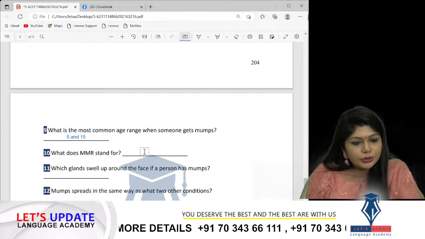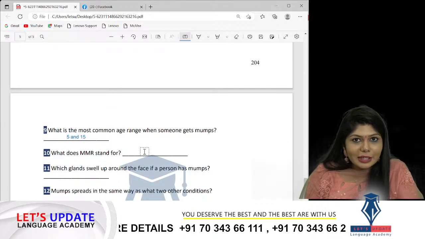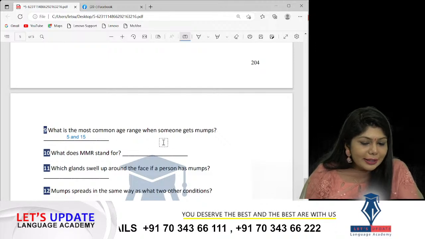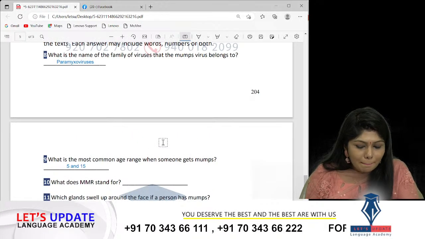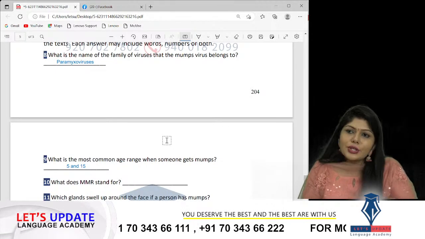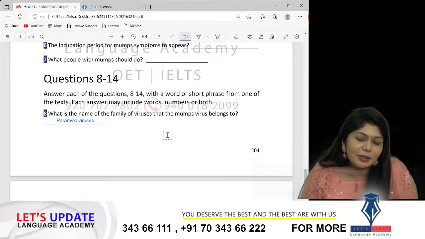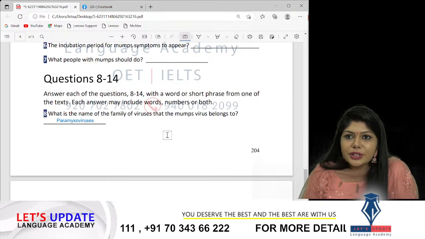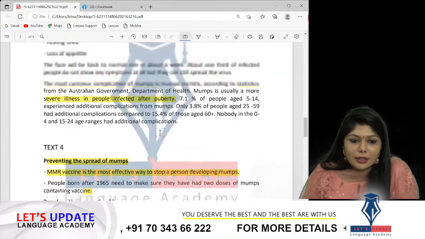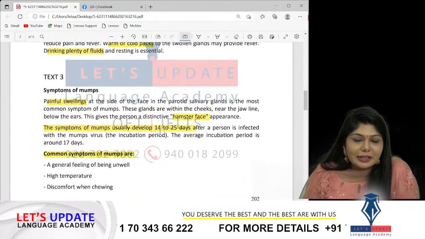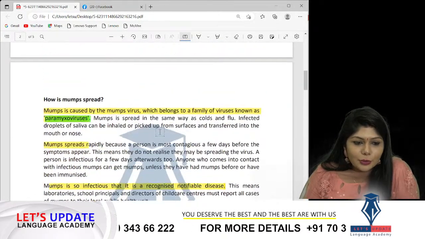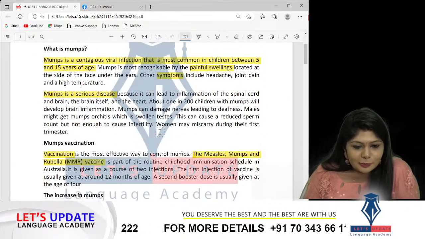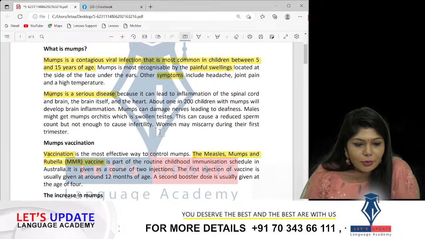Okay, moving to the next question: what does MMR stand for? The full form of MMR. You need to expand it. So where did we see that information? It should ideally be in text A, because text A includes all the introduction of the disorder. So the expansion of MMR is going to be in part A. Where do you think the answer is? Please put in your answer, the full form of MMR.